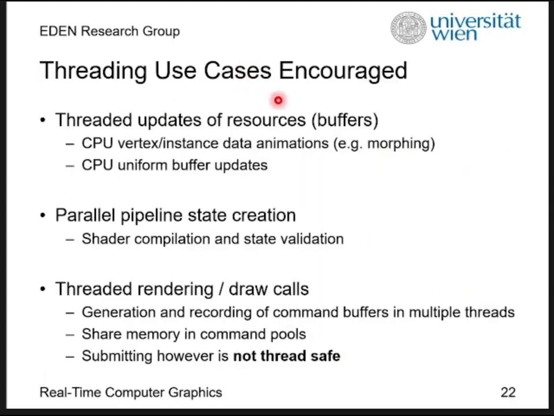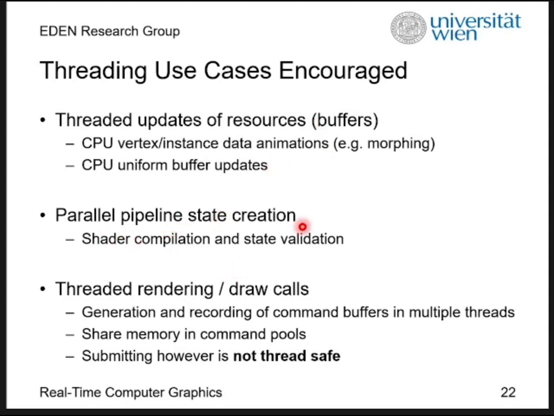Threading use cases are especially encouraged. That's what we want. We want to use as much parallelism as possible on the CPU and the GPU. So we can update buffers on the GPU in parallel. That is something that is a first-class citizen. If we send data to the GPU, we can do this in parallel. Vertex, index data, animation data, morphing data, uniform buffer updates, all of this can be done from different threads.